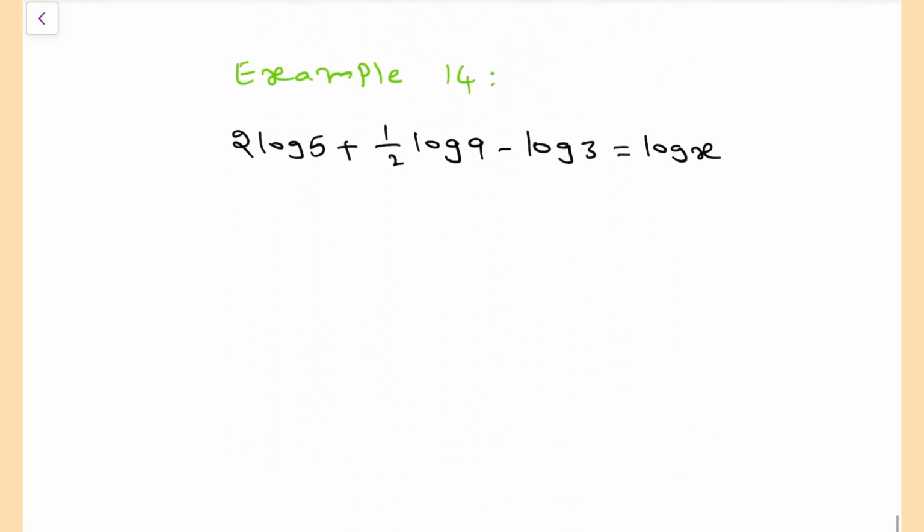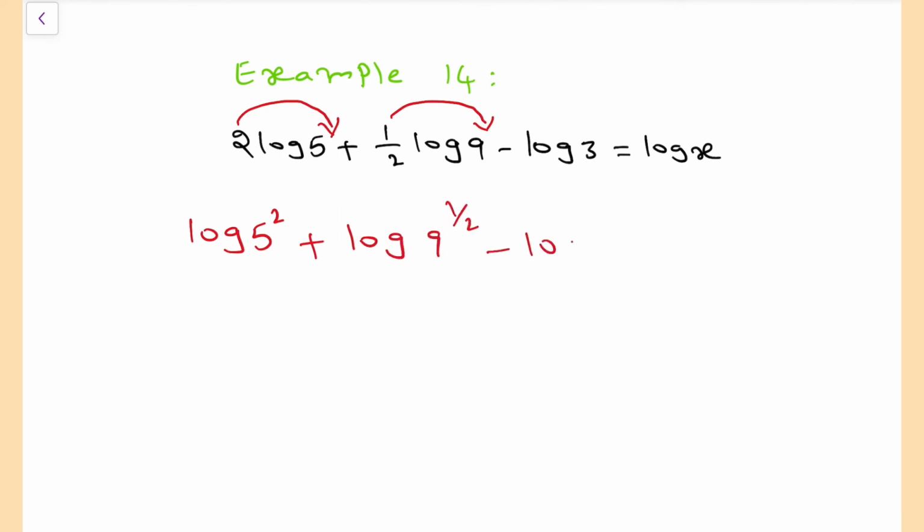Next, if 2 log 5 plus half log 9 minus log 3 equals log x, then find the x value. Here, if a number is before the log, then it will go as the power. So we get the first step as log 5 power 2 plus log 9 power half minus log 3, which equals log x.